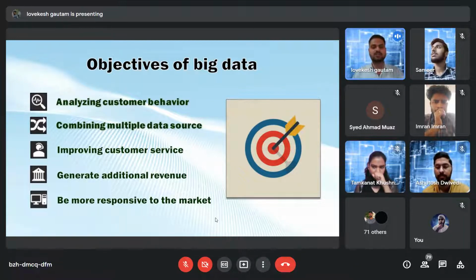The last but not the least is responsiveness to the market. Businesses can update their policies by taking into consideration the market conditions, patterns, and past trends, and adopt changes in their operation accordingly. Now, Saad will take over.